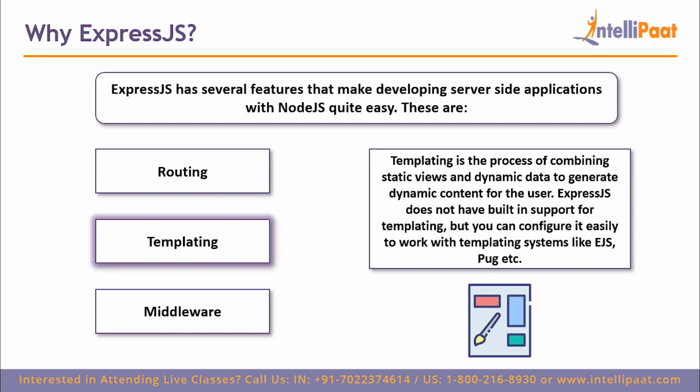Templating simply uses templates which contain static placeholders. So what you can do is you can just specify, okay, in this place, this is the content that I want to display, and I'll pass it after fetching it from the database. And the templating system will then generate the dynamic content based on the templates. Now Express does not have a built-in templating engine, but it supports several other templating engines such as Handlebars, Embedded JavaScript or EJS, Pug, etc.